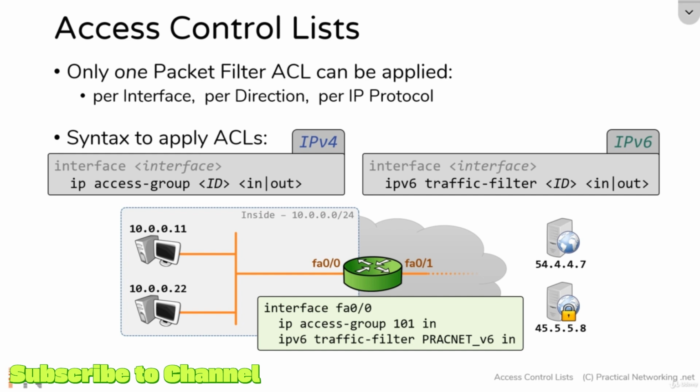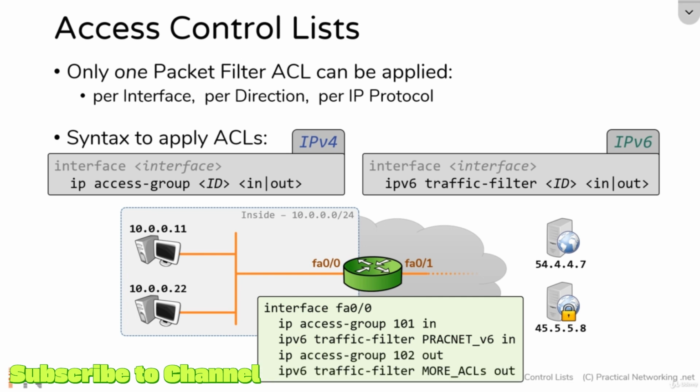So that's the syntax to apply an access list to an interface. Now notice, in one interface, we've applied two access lists, one for each protocol, in a single direction. Both of them are direction in. If we wanted to max out every single way we could apply an access list to interface FA0/0, we would simply have to add two more access lists covering direction out.